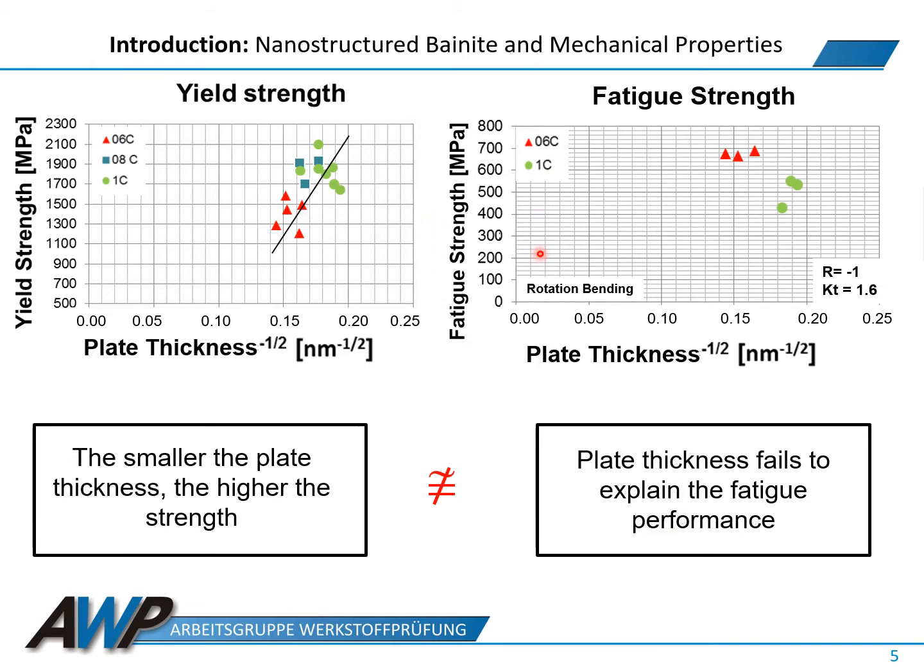Using these 2 diagrams, it can be described whether there is a correlation between the static and the in-service properties of the nanostructured bainite. On the left-hand side, we have the plot of the yield strength against the plate thickness, where we can see that the reduction in the plate thickness gives rise to higher values of the yield strength.